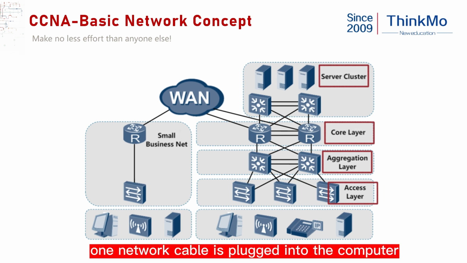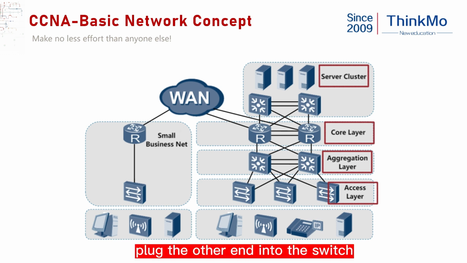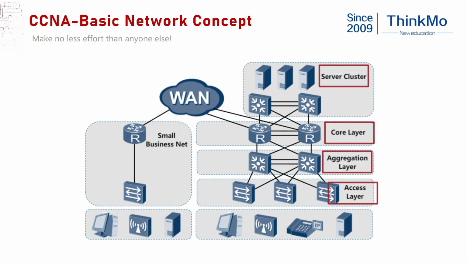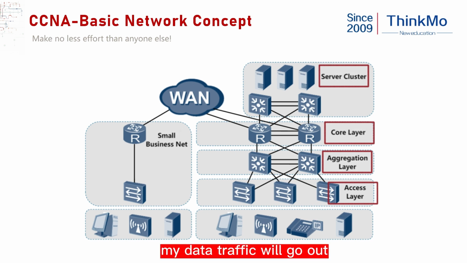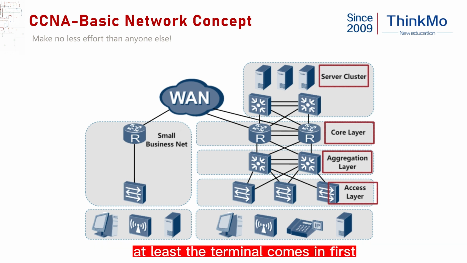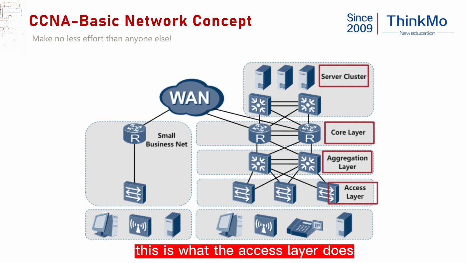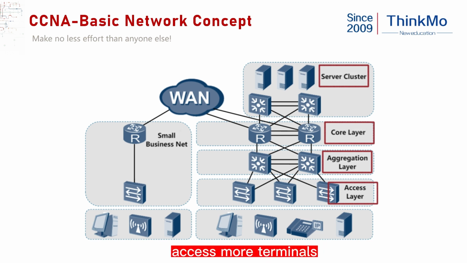All one network cable is plugged into the computer, and the other end is plugged into the switch. Just hook it up first. Later, my data traffic will go out, take the lead from my switch and go to the internet. At least the terminal comes in first. This is what the access layer does. Access more terminals. That's its mission.